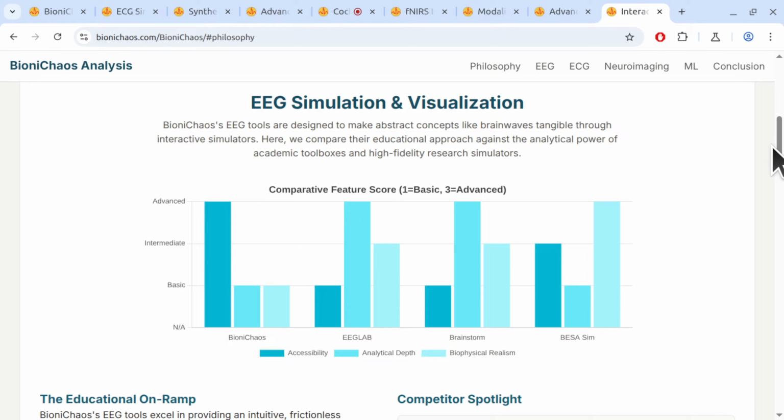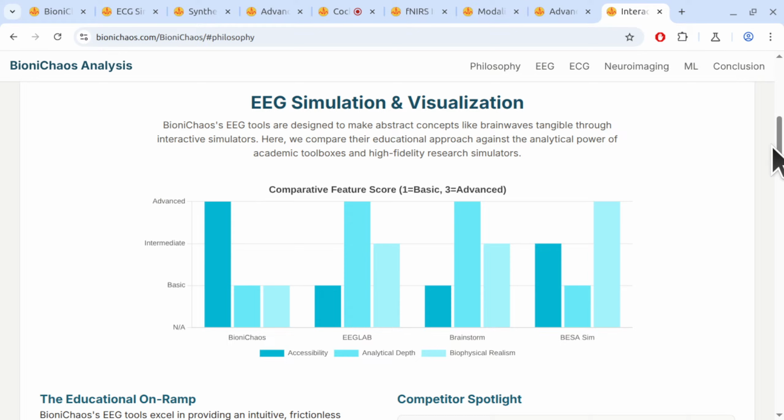But there's always a trade-off, isn't there? It's designed for learning, so it's not a research tool. Our analysis found it lacks any real analytical power. It's not meant to be biophysically realistic either. It's illustrative. So its scores there are just basic 1 for analytical depth and basic 1 for biophysical realism. It shows you the shape, not the underlying science and detail. Yeah, and that trade-off is super clear here. Intuitive learning versus deep research capability.